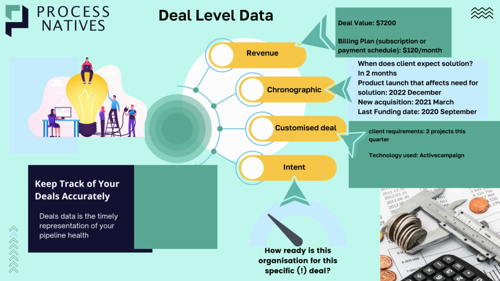Then we have customized deal data. What does that mean? Many companies customize their deals but forget to track those customizations. You might want to track those to make sure you gather the data. Customized deal could mean anything like client requirements, additional resources that you used, type of contract, or any extras. You also have intent data that we talked about, which is all about the readiness of the company to buy your solution in this specific deal.